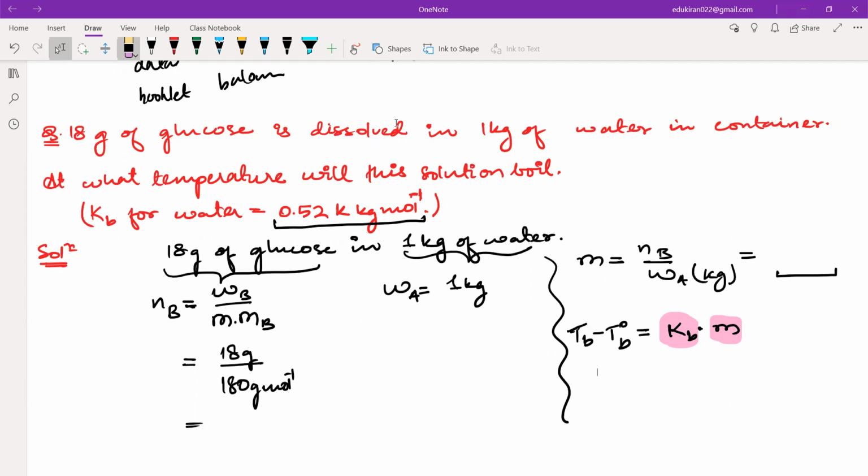Boiling point of pure solvent. What is pure solvent? Water. That means it is the boiling point of water, right? So how much will it be? 100 degrees Celsius. We will take it in Kelvin, right? We will keep this in Kelvin, so 273 plus 100, that is 373.